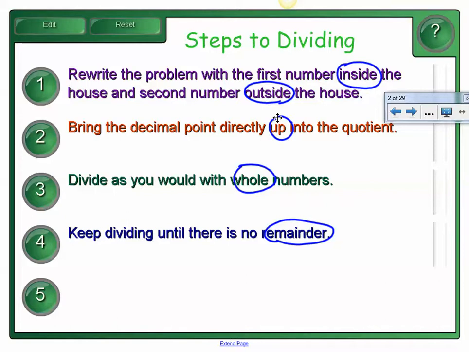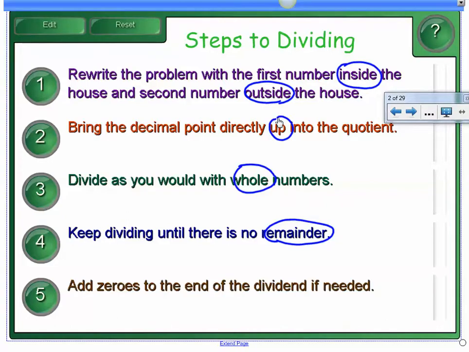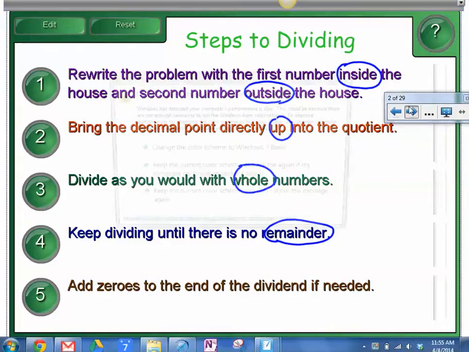Step number 5 says we are going to add zeros to the end of the dividend if needed. I know your packet says number. That's fine that my video says dividend, yours says number. Same difference. Okay, now that we have the 5 steps written at the bottom of our paper, let's go through and do an example together, just like we have been doing.